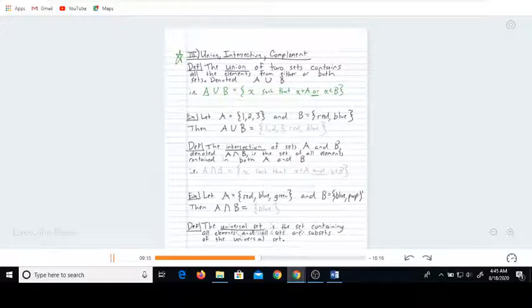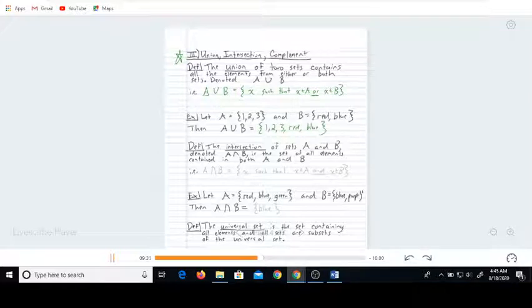So let's look at this example. Let A be the set 1, 2, 3. Let B be the set red, blue. Then their union is just going to be the set containing all of it: 1, 2, 3, red, blue. That's basically what a union is.